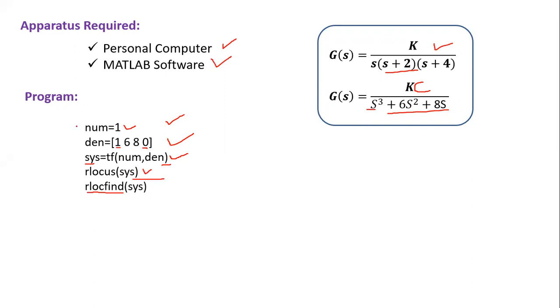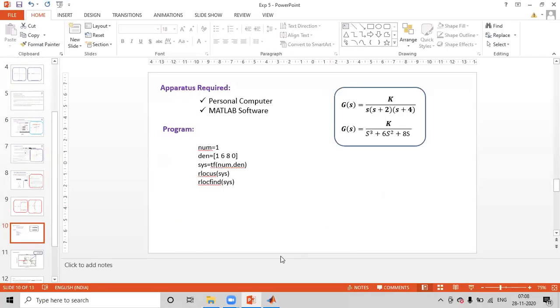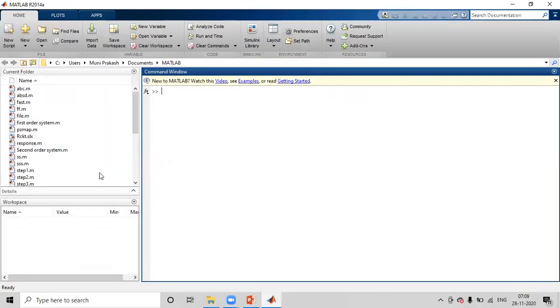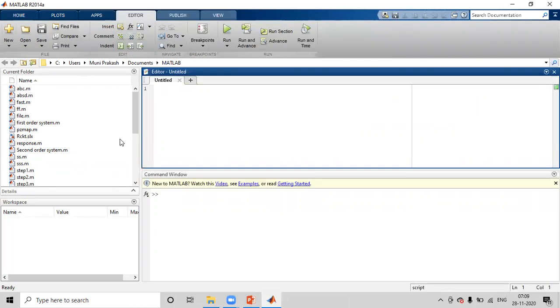Next is the programming part, and now we will see the same program in simulation, that means in MATLAB, how the root locus paths come and how we get them. We'll open MATLAB. This is MATLAB. You can also enter commands in the command window, but it's not possible to save them and not possible to cross-check properly. So we'll enter the program in a script file, in the editor.